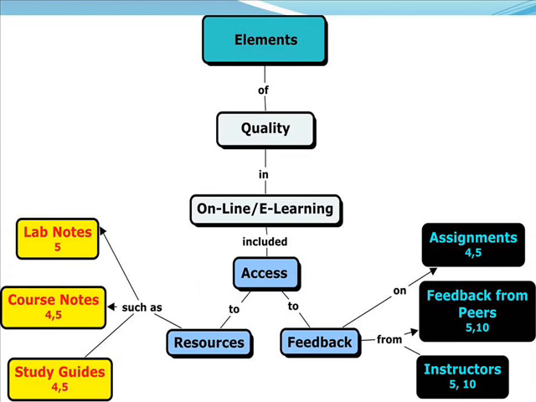Quality online learning and/or e-learning was also related to other elements. Access to resources and access to feedback were 2 sub-themes that emerged as indicative of quality. Access to resources refers to access to course content such as lab notes, course notes, and study guides. Access to feedback refers to being able to have discussions with peers and instructors. Feedback on materials such as assignments was also a sign of online course quality.